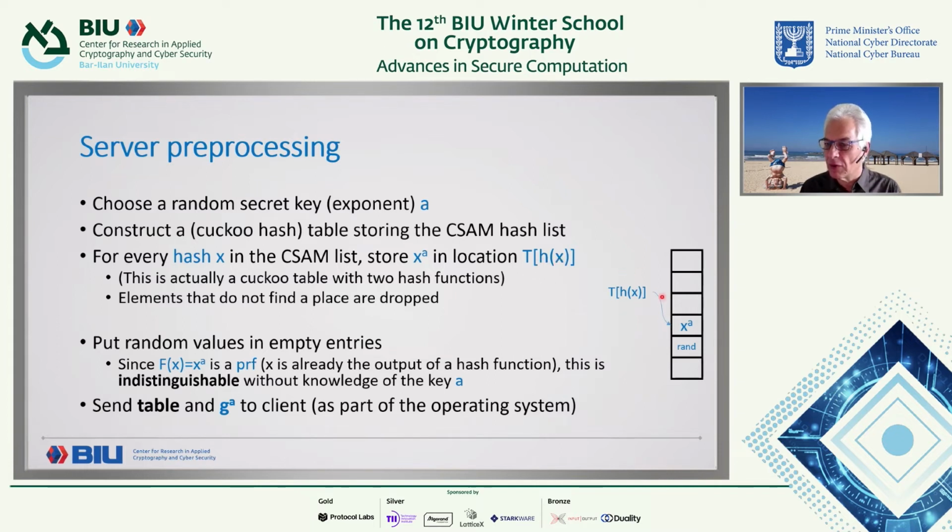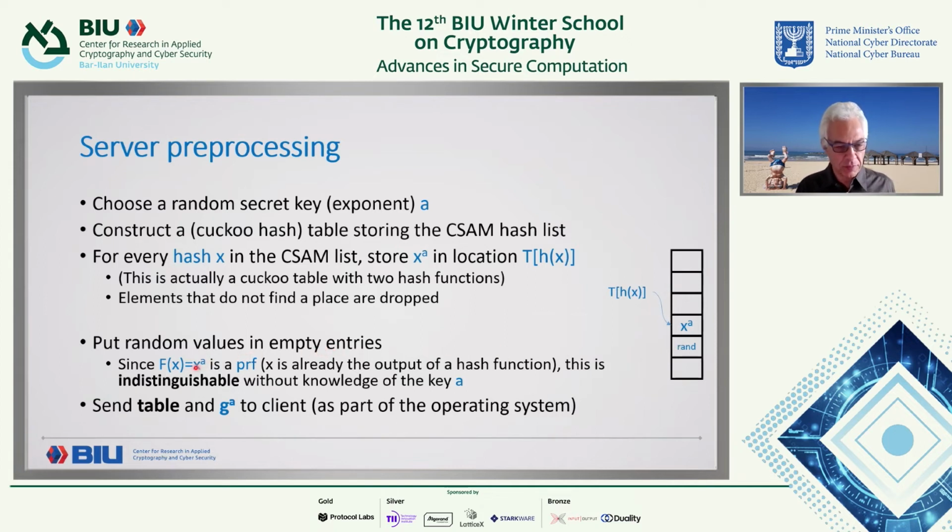This is a function which maps to a location in the table. This is not the hash function that was used by NCMEC to hash the image to a value. And then you take the hash of the image, raise it to the power of A, and store it here. Actually, this is a cuckoo table where each item can be stored in two locations, but just to simplify things, say that it's stored in just one location. And also, if there are collisions and some items we cannot store, we just drop them. And in some locations, the table remains empty. You just put random entries there.